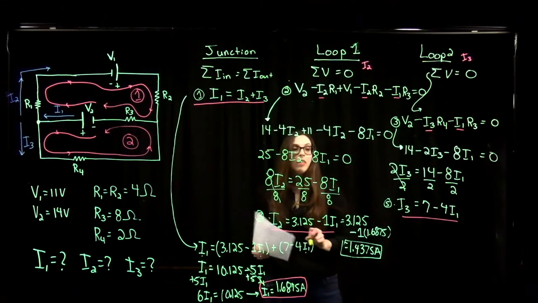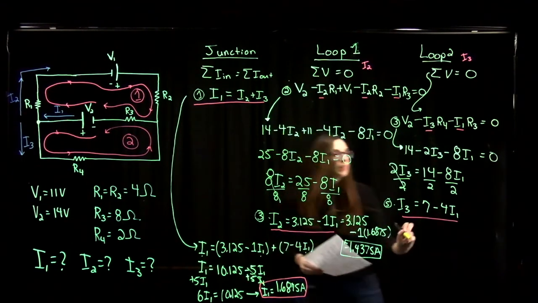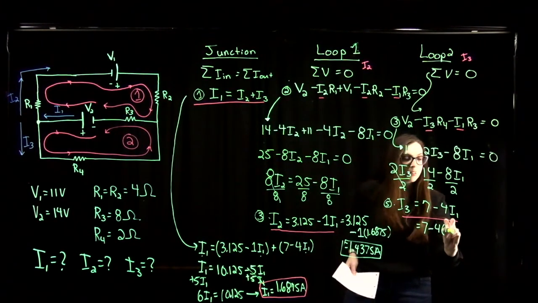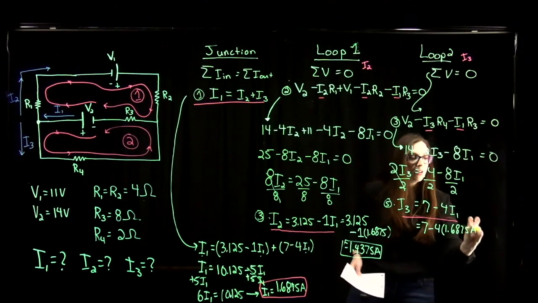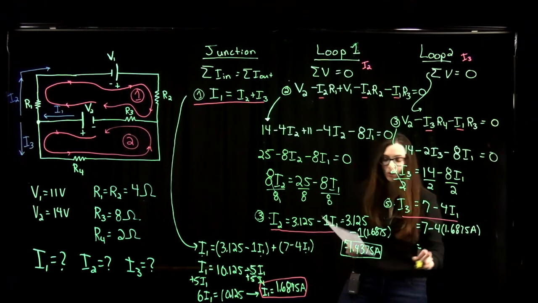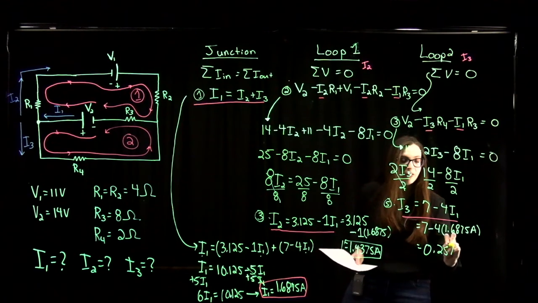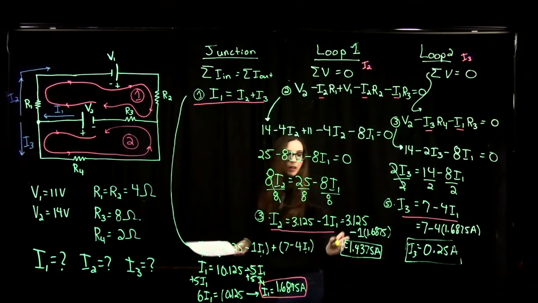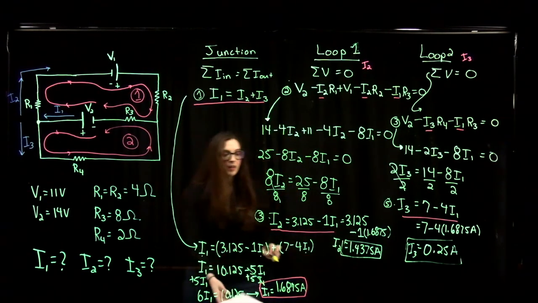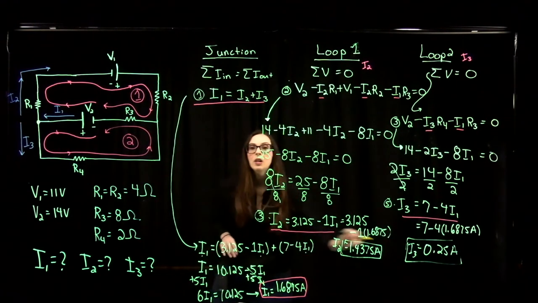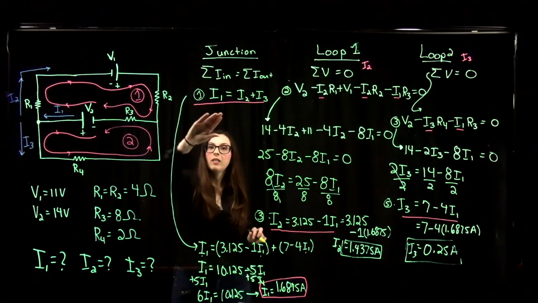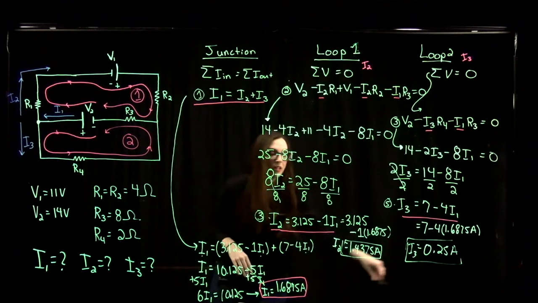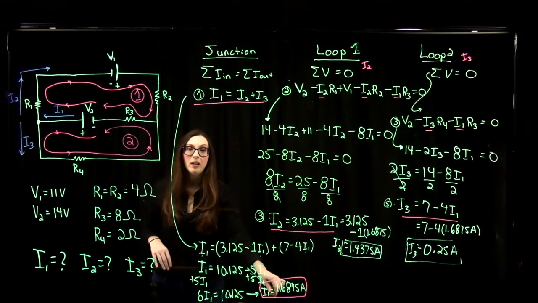And then I3 is equal to 7 minus 4 times 1.6875 amperes. And so I3 is equal to 0.25 amperes. That's I3, and this was I2. So now we've got the current I1, the current I2, the current I3. We saw earlier that I1 has to equal I2 plus I3. So if I add I2 and I3 together, I will get back my current I1.